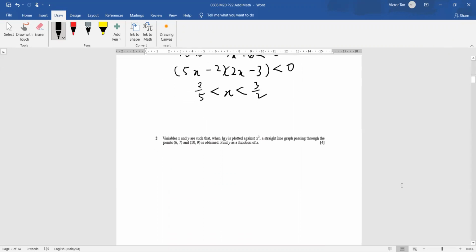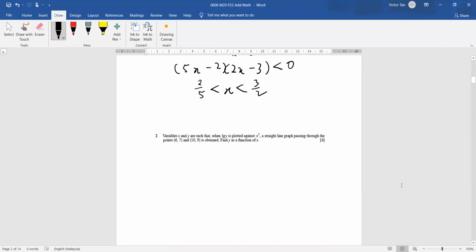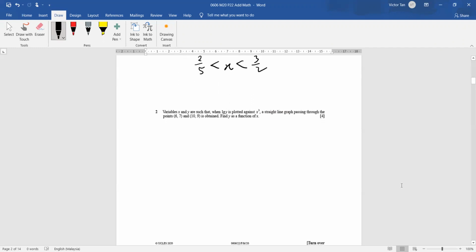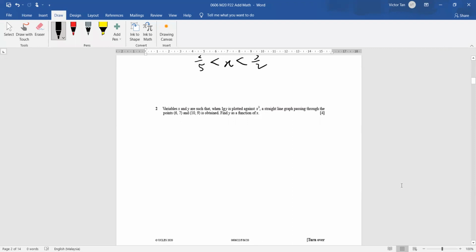That's it. Variables x and y are such that when log y is plotted against x cubed, a straight line graph passing through the points (6, 7) and (10, 9) is obtained. Find y as a function of x. So here the gradient is 9 minus 7 over 10 minus 6, which is half.